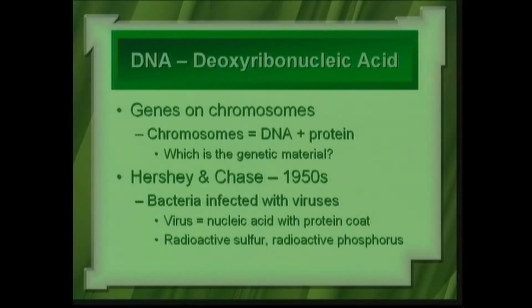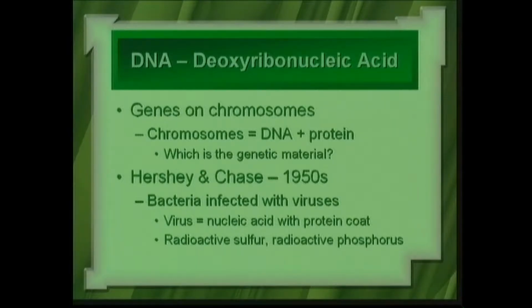What Hershey and Chase used were radioactive isotopes. Remember isotopes? Isotopes are variants on a normal kind of atom. So they used radioactive sulfur to label the protein coat, and they used radioactive phosphorus in order to label the nucleic acid.